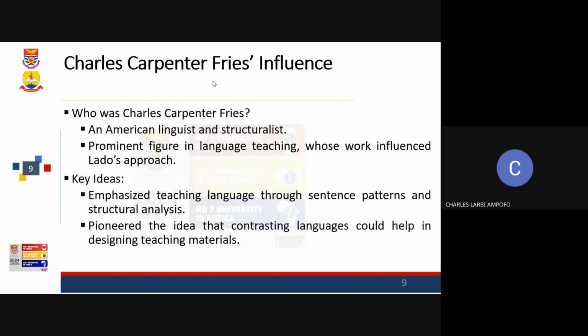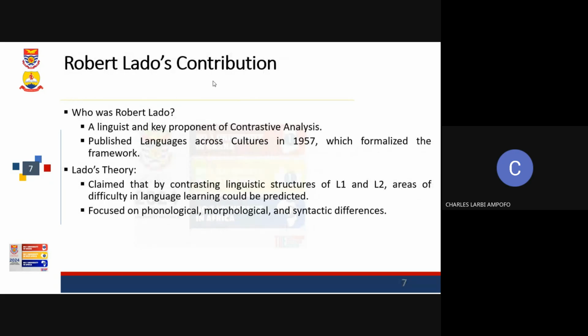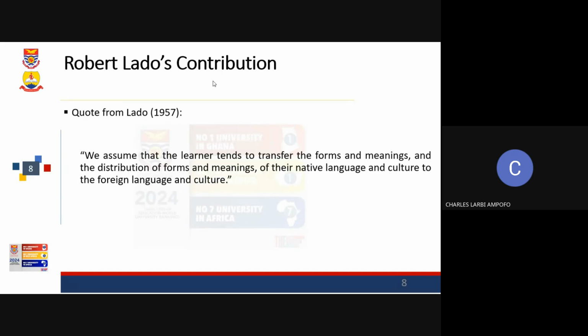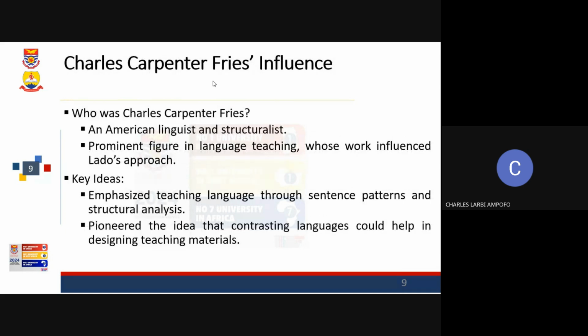So that is about Lado. These are Lado's ideas on contrastive analysis. So let's look at that of Charles Carpenter Fries. So who was he? He was an American linguist.